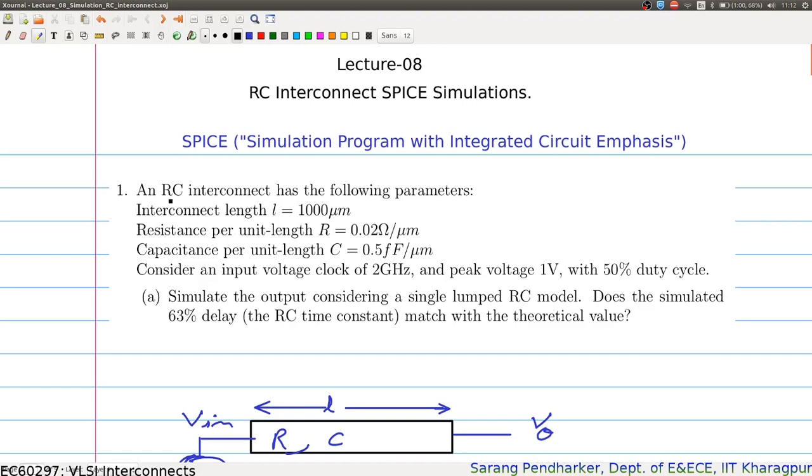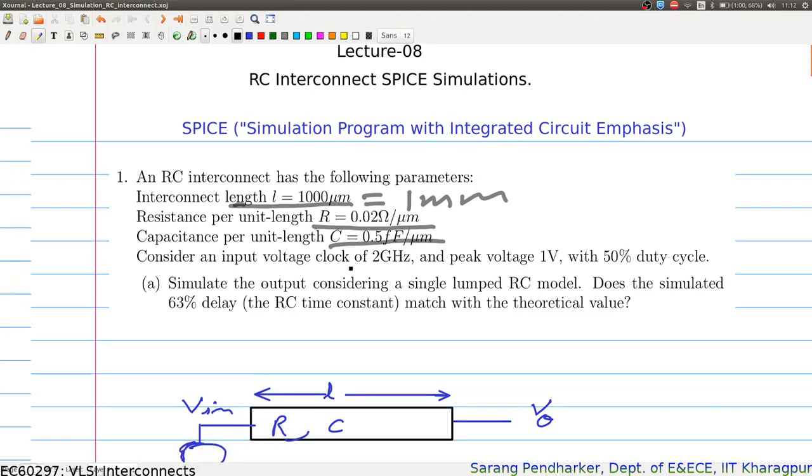So to start with, I have given you some interconnect parameters. I've given you the length of interconnect, which is 1000 micrometers or 1 mm. I've given the resistance per unit length as 0.02 ohm per micrometer. Capacitance per unit length is 0.5 femtofarad per micrometer. Now what we want to do is we want to simulate an interconnect with these parameters, and we want to find the delay, or maybe say compare the delay with our theoretical claims.